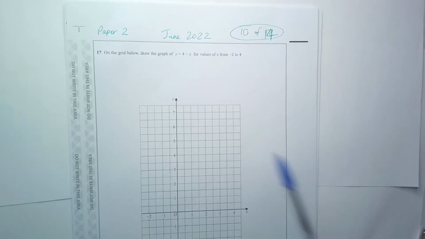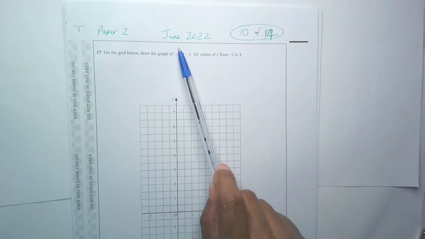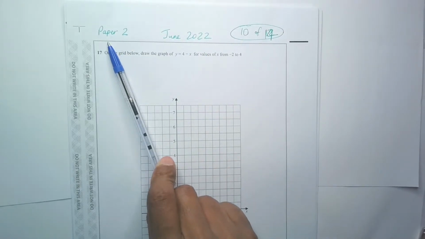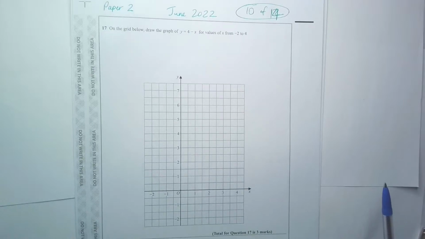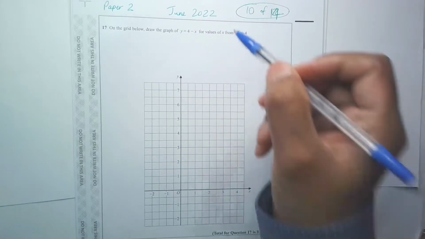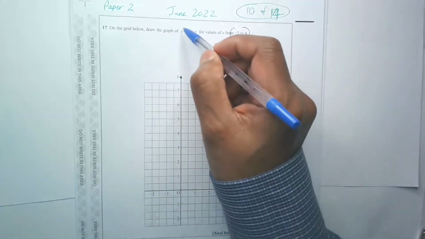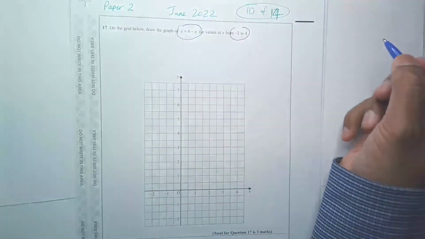Right, this is the next question. This is our 10th of 14 from June 2022, paper 2, so we are allowed to use a calculator. Yay. All right, press pause and have a go. So we are looking at minus 2 to 4. On the grid below, draw the graph of y equals 4 take away x.